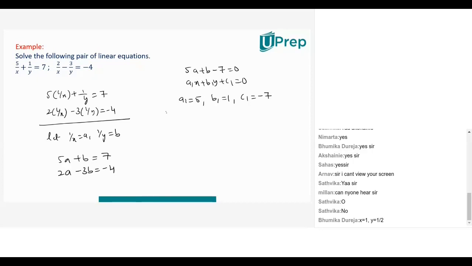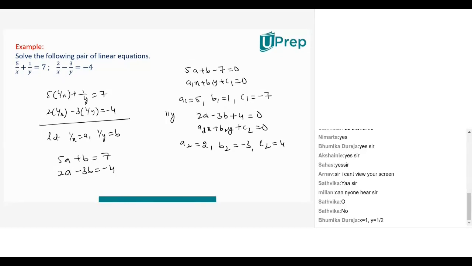Similarly, your second equation, 2a minus 3b, take this 4 on the other side, minus 4 becomes plus 4. You compare this with a2x plus b2y plus c2 equals 0, where your x is nothing but a, your y is nothing but b. So obviously your a2 is 2, your b2 is minus 3, your c2 is 4.